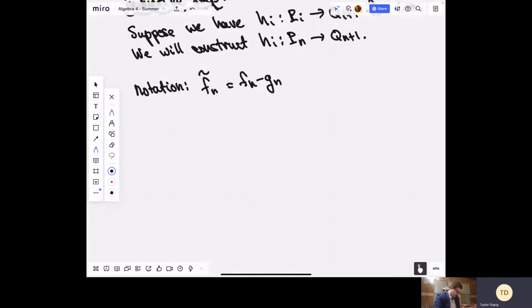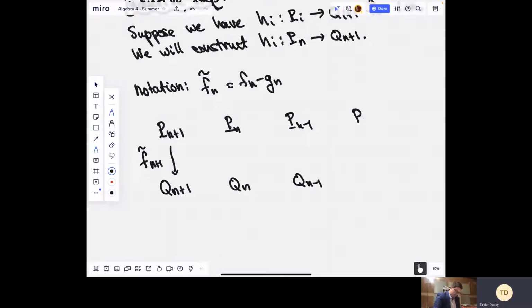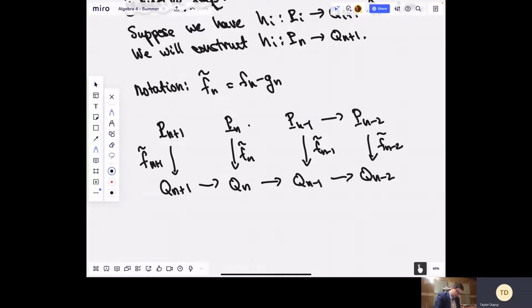Okay, so let's draw everything out. We have Pn plus 1 here, we have Qn plus 1, and we have this map F tilde of n plus 1. We have Pn here, Qn here, Pn minus 1 here, Qn minus 1 here, Pn minus 2 here, Qn minus 2 here. Then we have all the tilde maps, the differences between F and G, and we have the D maps going this way. Those are all the D maps.